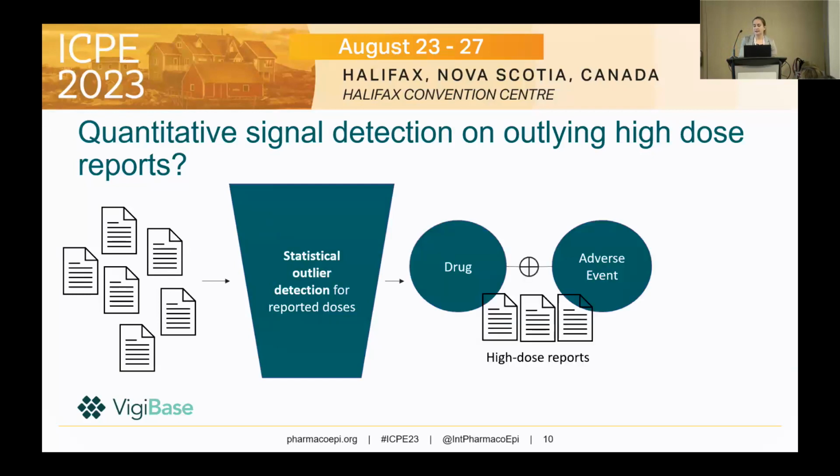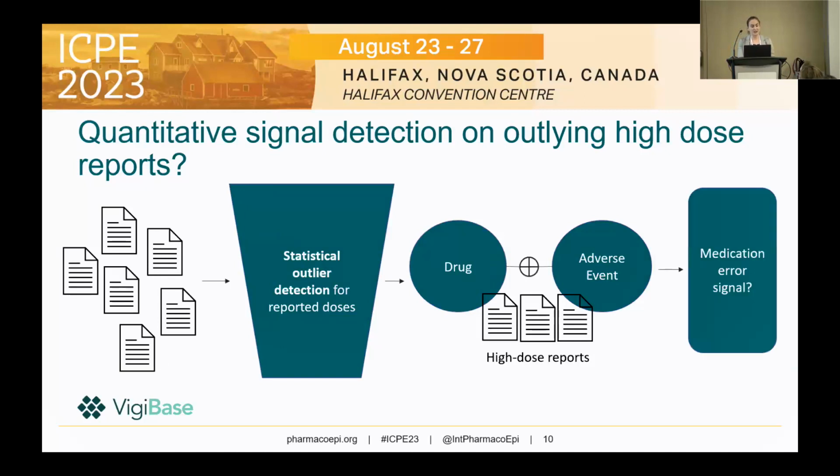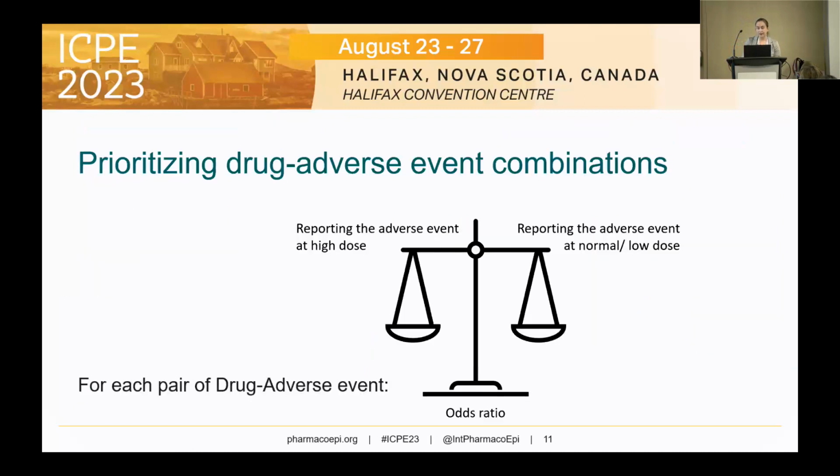We then identified drug adverse event combinations and their high dose reports, and checked if we could, based on that, identify medication error signals. And of course, we couldn't look at all combinations that we could find, so we needed to prioritize. So we prioritized the drug adverse event combinations based on the odds of seeing the adverse event at a high dose as compared to a normal or low dose.